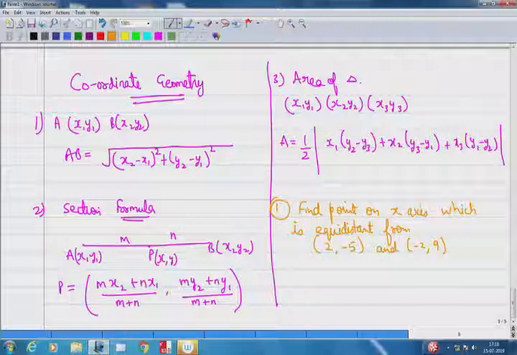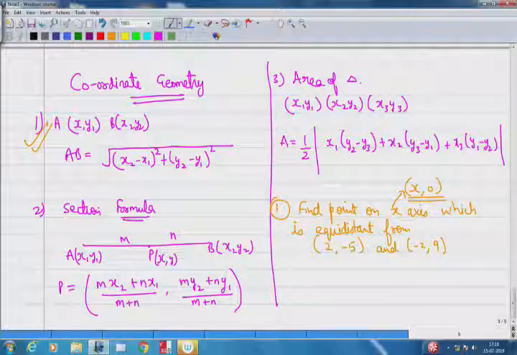Distance formula, because it is given, find the point on x-axis which is equidistant from these 2 points. Equidistant means that point is at equal distance from both these points. So you have to use the distance formula, the first one, and the hint is there, the point is on the x-axis. If the point is on the x-axis, you know that its y coordinate will be 0. So the general point on the x-axis would be x comma 0.